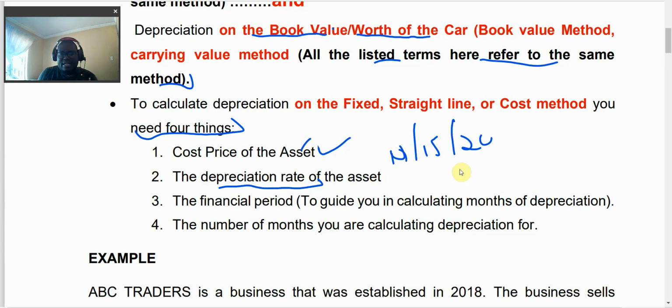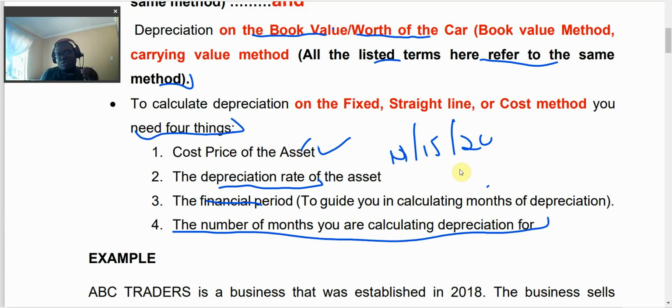And then the next thing that you need to be aware of, as stated before, is the financial period. This is also known to you as the financial year. The reason why the financial period is important is because it will guide you to know how many months you are supposed to calculate depreciation for. I hope this makes sense. The last thing that you will need to know is the number of months that you are supposed to calculate depreciation for. Is it 12 months? Is it 4 months? Is it 6 months or 1 month? You need to identify that.